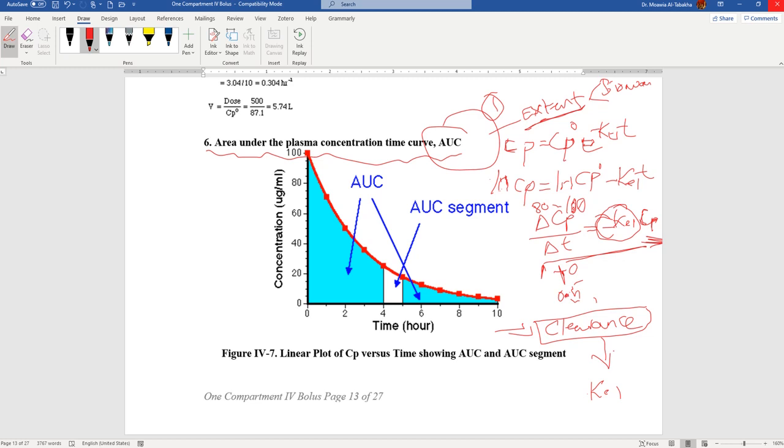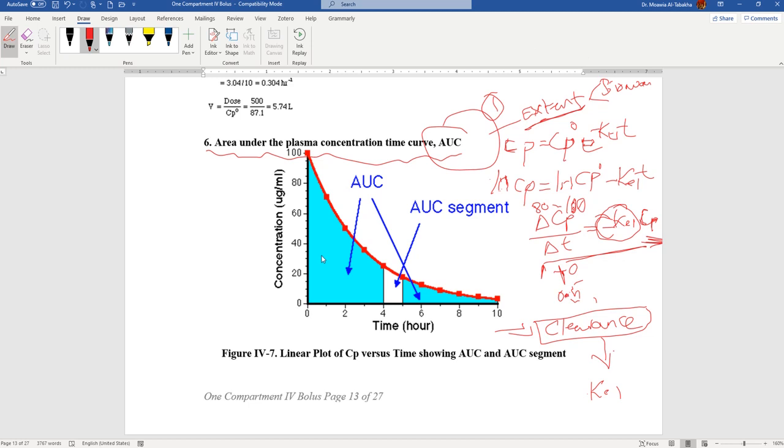Going back, we said two things. We said that AUC can be used to compare the extent of drug reaching the site of action or reaching the systemic circulation, which one is better. Second, it can be used to calculate drug clearance in the patient.